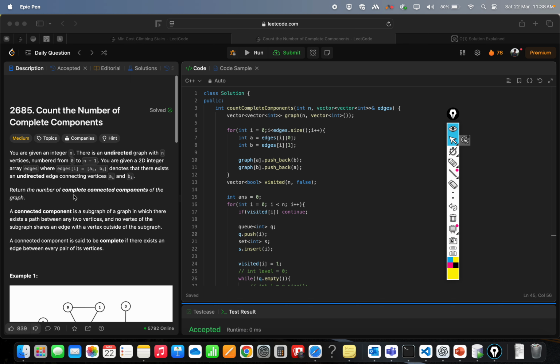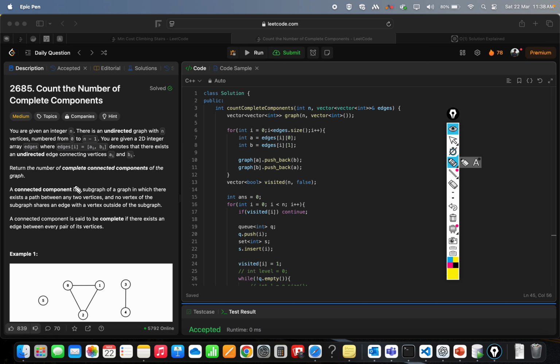Okay, so this is the question. You are given an undirected graph with n vertices, numbered from 0 to n minus 1. You are given a 2D integer array edges where edges[i] is [ai, bi], denoting an undirected edge connecting vertices ai and bi. So this is the standard graph which is given to us using edges. We have to find complete components.